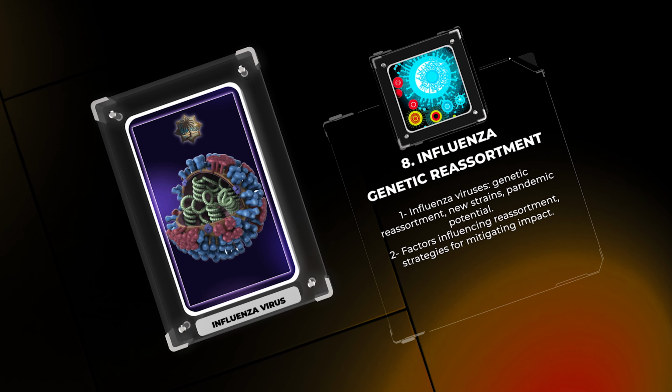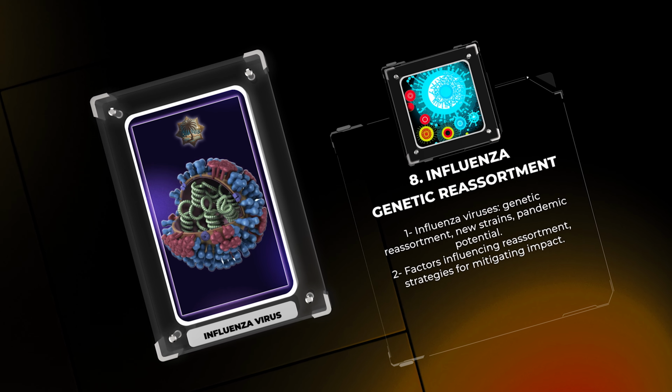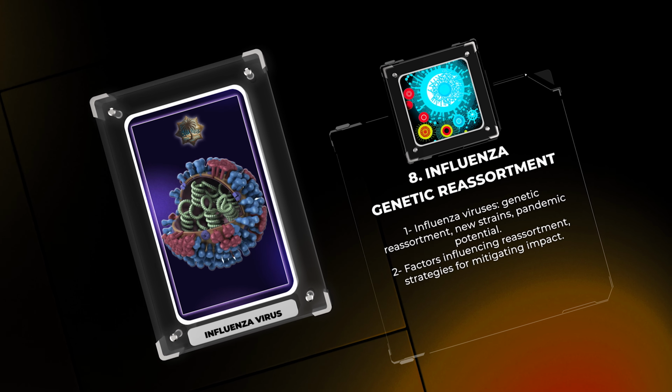Influenza viruses can undergo genetic reassortment, resulting in the emergence of new strains with pandemic potential. This process involves the mixing and matching of viral segments from different subtypes within infected cells. Factors influencing reassortment and strategies for mitigating its impact will be discussed.